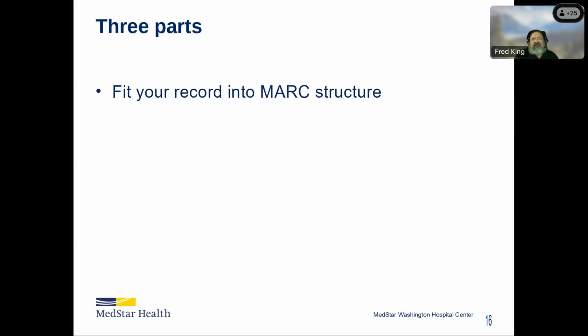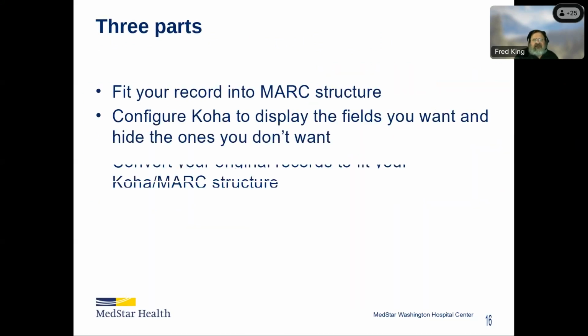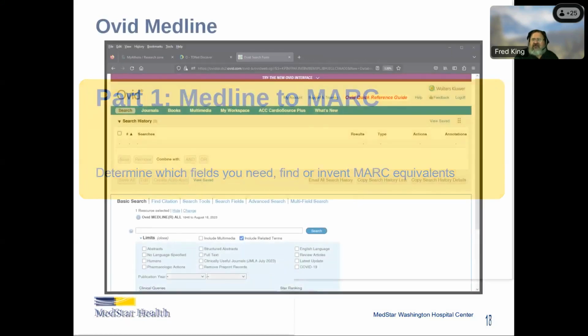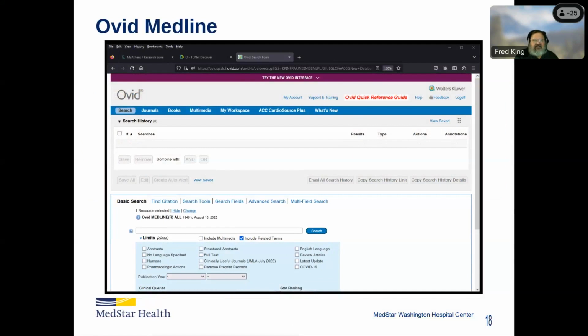Three parts. Modify the MARC record to fit your record, configure Koha, and then harvest the records. Deadline to MARC. By the way, this is going to be fairly MARC heavy. So if you're not a cataloger, you might want to go get a cup of tea.